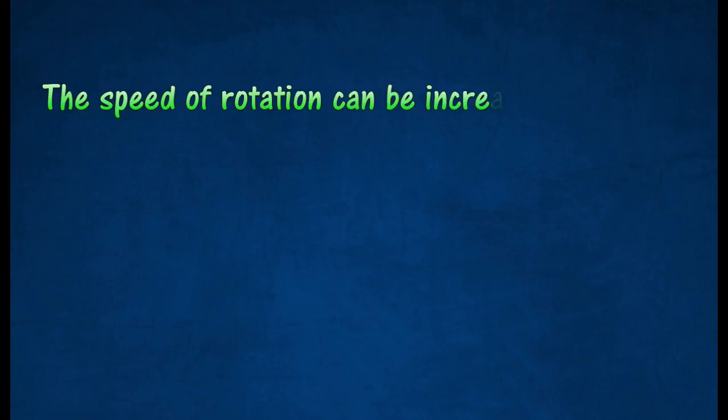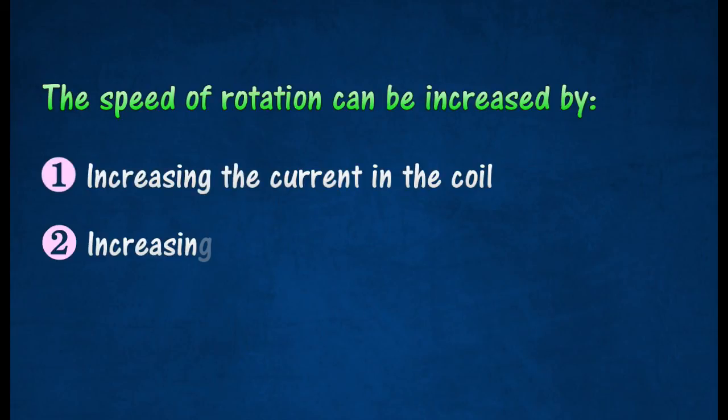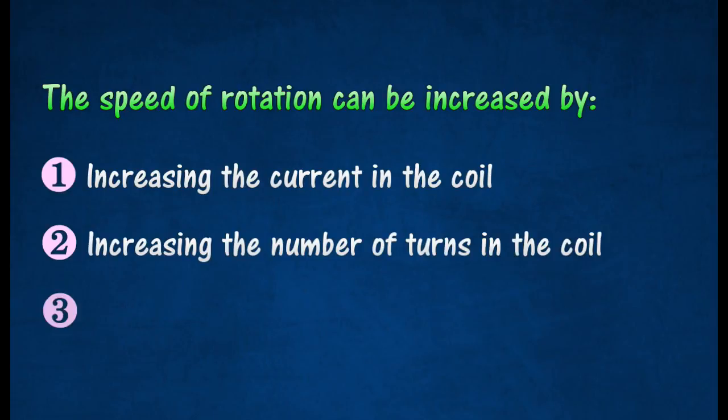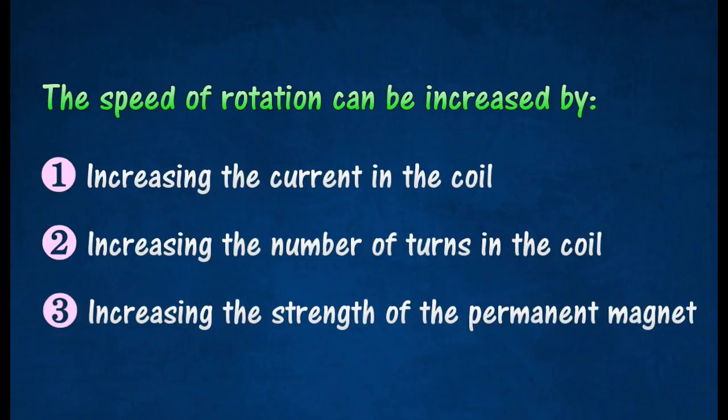The speed of rotation of a simple direct current motor can be increased by increasing the current in the coil, increasing the number of turns in the coil, and increasing the strength of the permanent magnet.